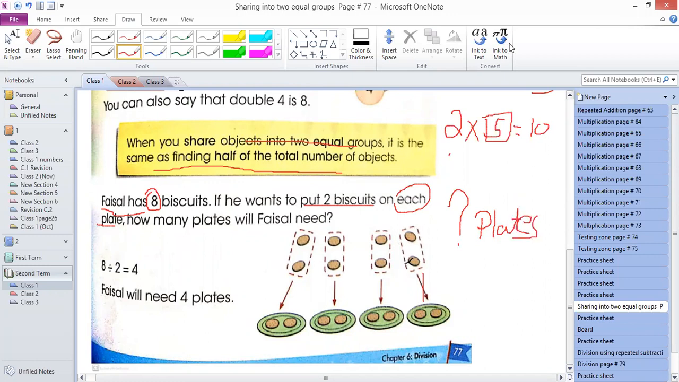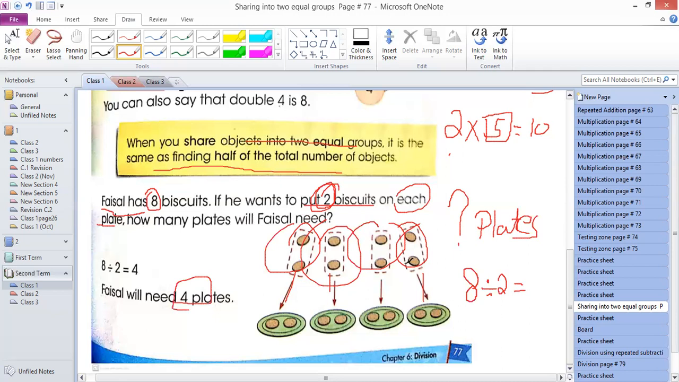So he has a total of 8 biscuits, guys. I'm going to write the division sentence first. He has 8 biscuits, and he wants to put 2 biscuits in one plate. In one group, he wants to put 2. You want to know the number of plates, the number of groups, if in one group there are 2. So 8 divided by 2. So 1 2, this is for plate 1. 1 2, plate 2. 1 2, plate 3, and 1 2, plate 4. So you can see that Faisal will need 4 plates.